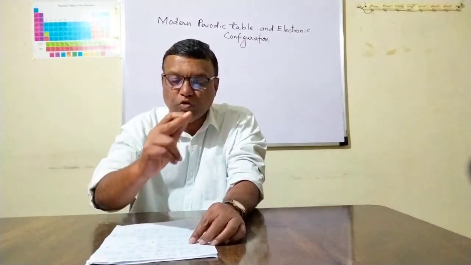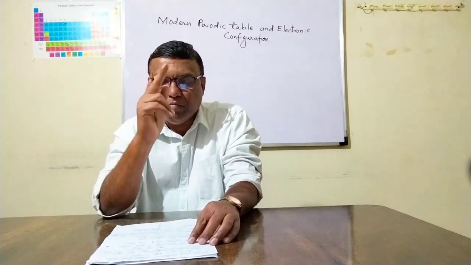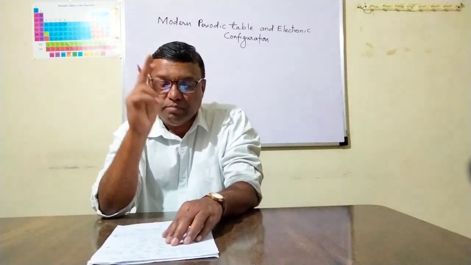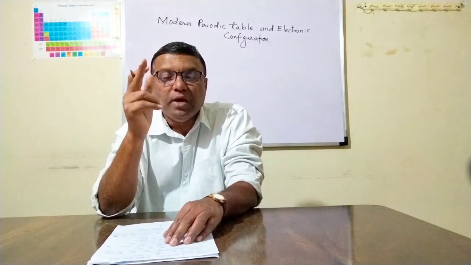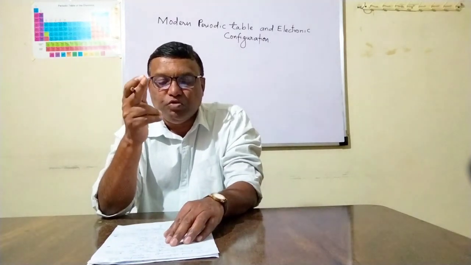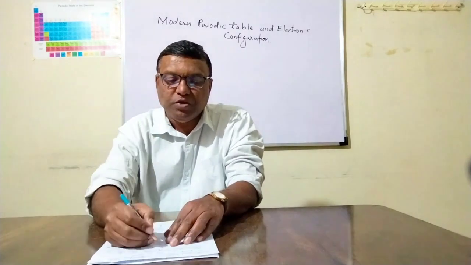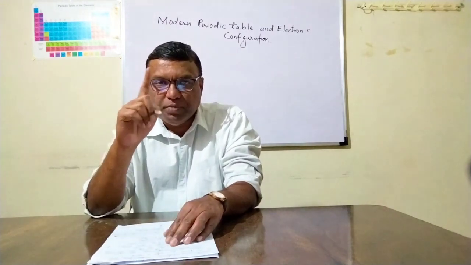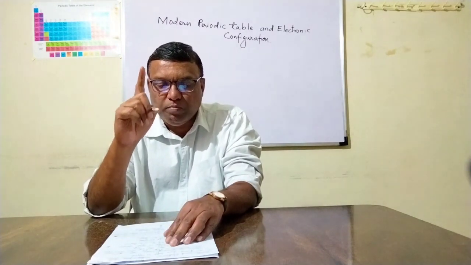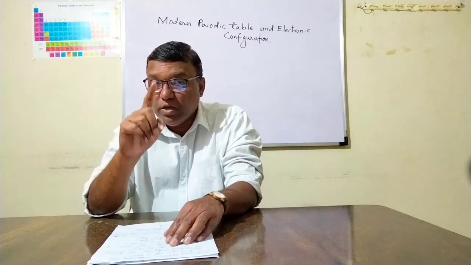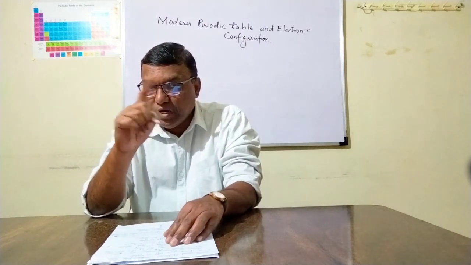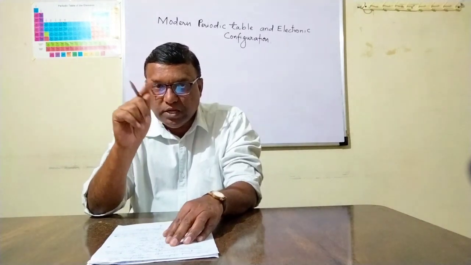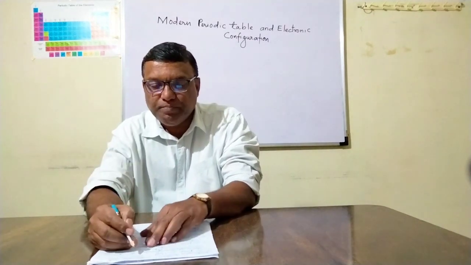What we have to observe? In the period from left to right, valence electrons increase by 1. Period number two, first example, lithium. Lithium, atomic number 3, electronic configuration 2, 1. So 1 electron is present in the outermost orbit of lithium. What we have to observe? The last electron increases by 1.